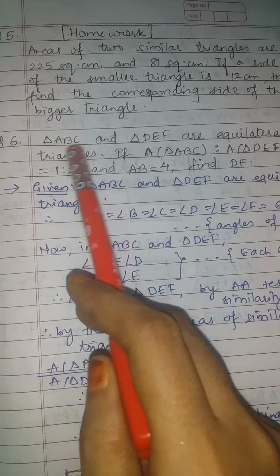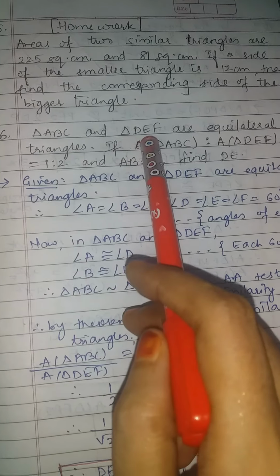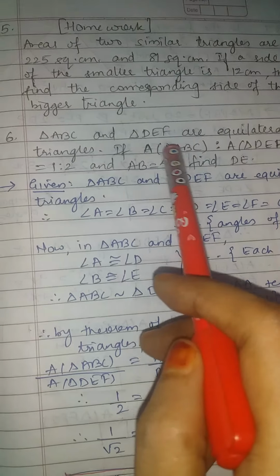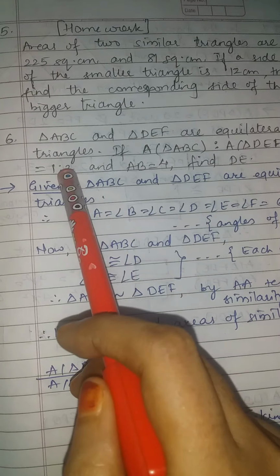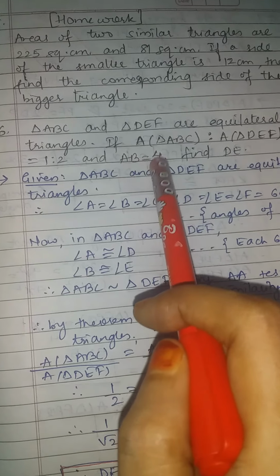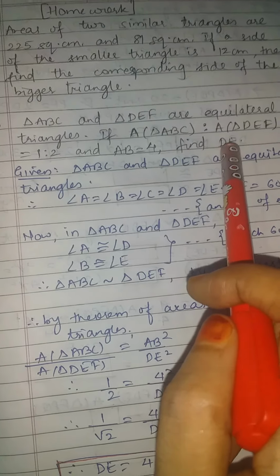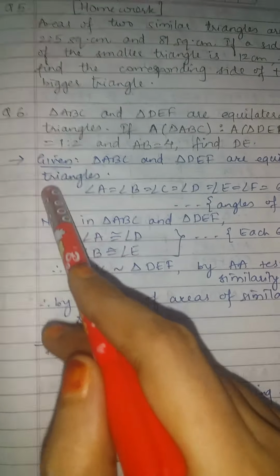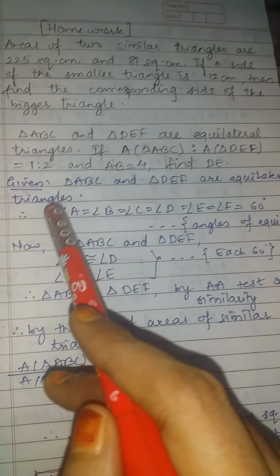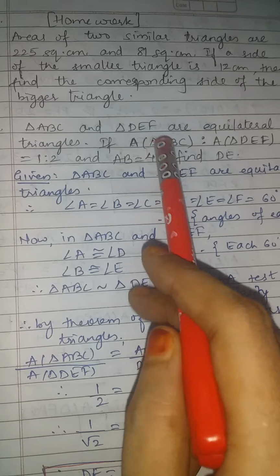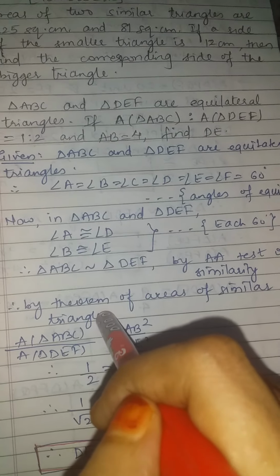Now let us see the question. We have two triangles, triangle ABC and triangle DEF. Both are equilateral triangles. We are further given the ratio of their areas is 1:2, and the value of one side of one triangle, that is AB is equal to 4. We are supposed to find the value of the corresponding side, that is DE, of the other triangle. Since we are studying the theorem of areas of two similar triangles, we first prove the two triangles are similar, and then apply the theorem.